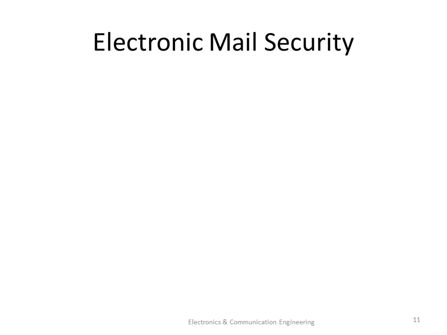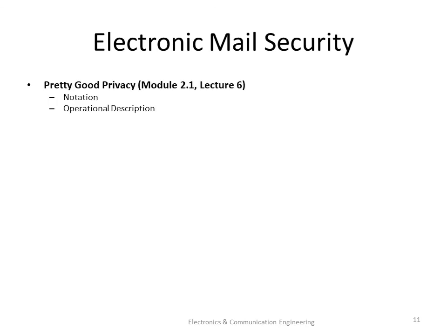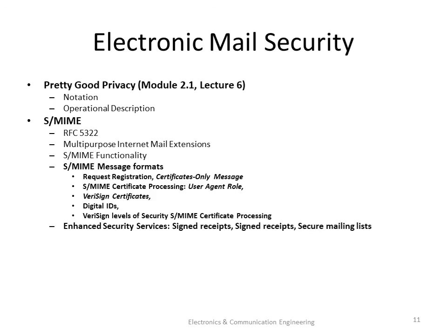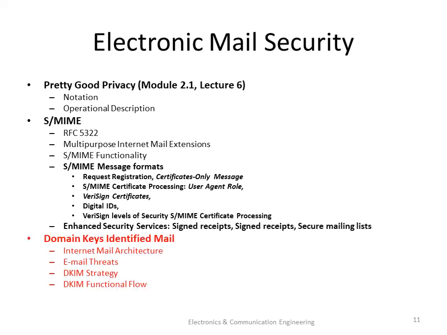Just reviewing what we have done so far: we have covered Pretty Good Privacy, and we have also covered S/MIME now. This topic is covered and in this we have done this part of the topics. Next we'll be dealing with Domain Keys Identified Mail. In that there are four subtopics: Internet Mail Architecture, email threats, DKIM strategy, and DKIM functional flow.